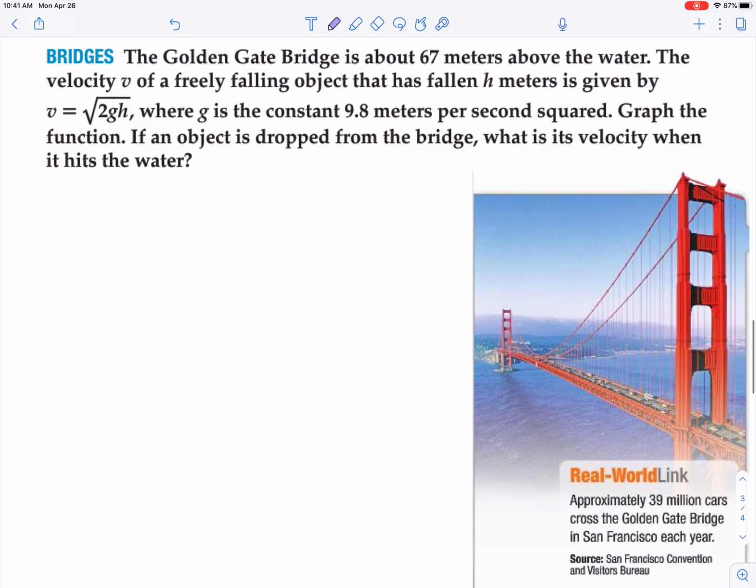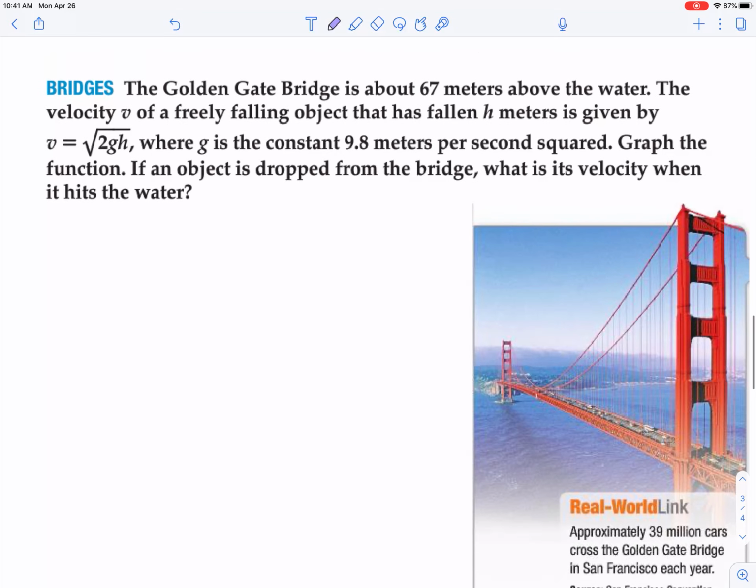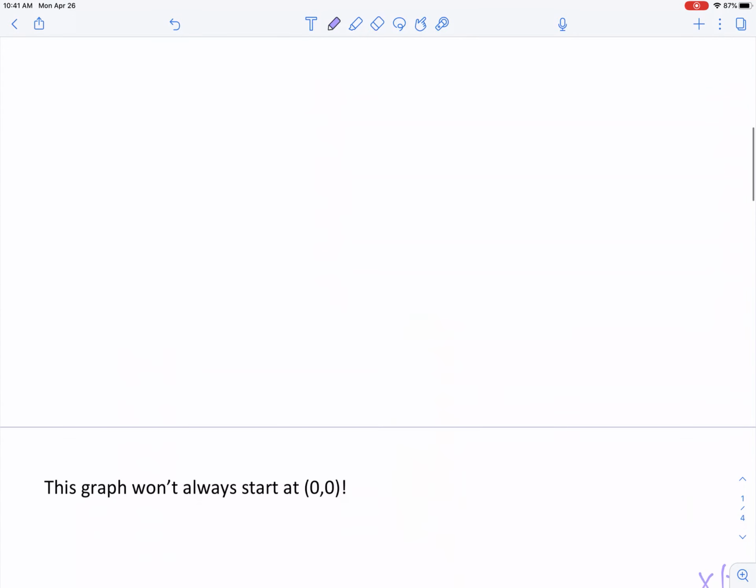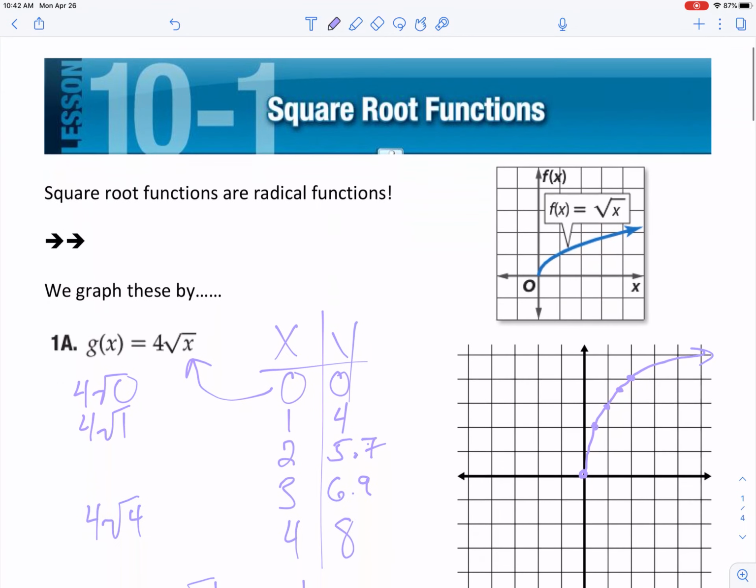You can use these graphs to figure out a ton of different word problems. Here we have the Golden Gate Bridge, and we're looking for how fast an object is falling. Actually, I think we might do that one in person so we can see how that goes. Okay, it'll be a Delta Math where you have to move it around, figure out the a, h, and k value, play around with the values, see if you can move the graph around, and let me know if you have any questions.